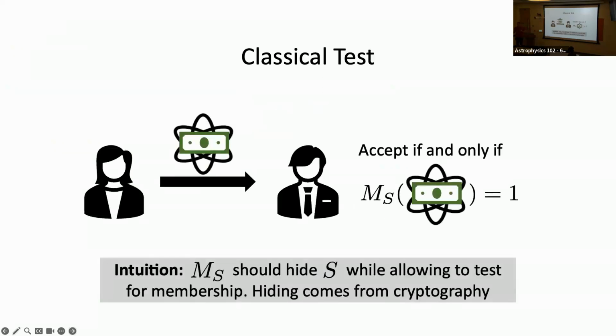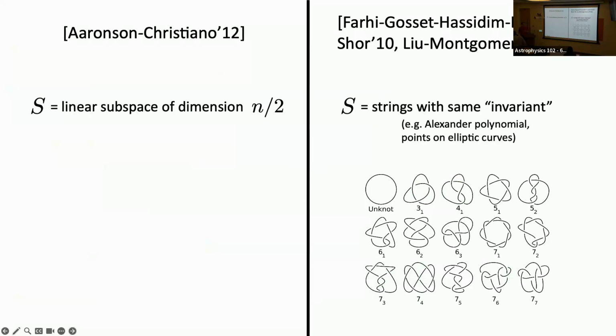So the first part of this approach is a classical test, where what does Bob do? He just checks that the support of the banknote state is actually the set S. And you can do that with the membership testing program that the mint gave. So that's the first step of this approach, this classical test. In the case of this Ernst-Cristiano scheme, the set is going to be a linear subspace of dimension n/2 for n in the main space.